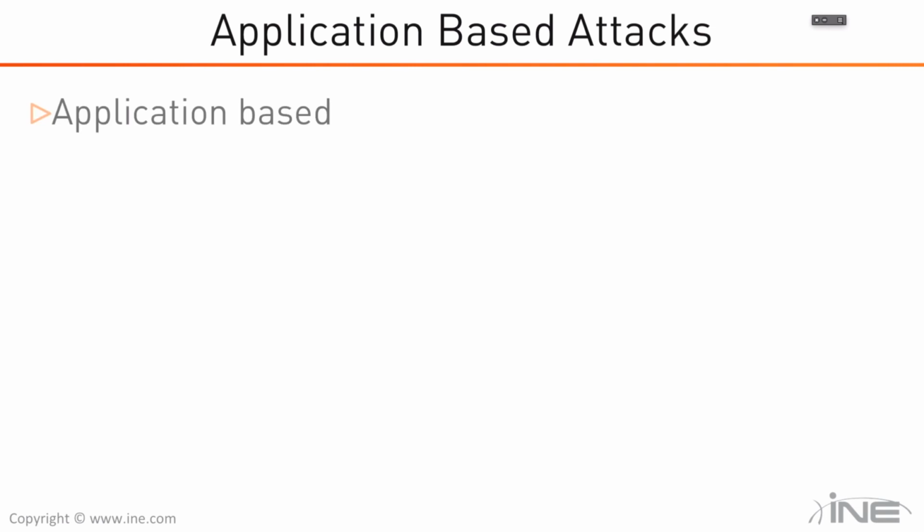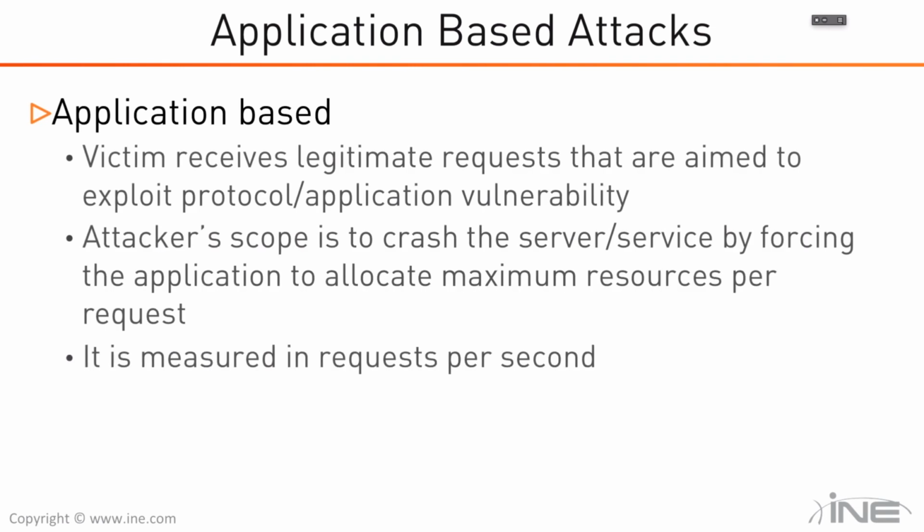Next, we have what is called application-based attacks, which means the victim this time receives legitimate requests that are aimed to exploit a protocol or application vulnerability. As opposed to the previous attacks, which were both volume-based and protocol-based, and in general were not valid end-to-end sessions. Like the reflection or amplification attack was a valid DNS request, DNS reply, but because of the spoofing of the source IP address, the request and the reply were not actually between the same two hosts. So that was not a valid session.